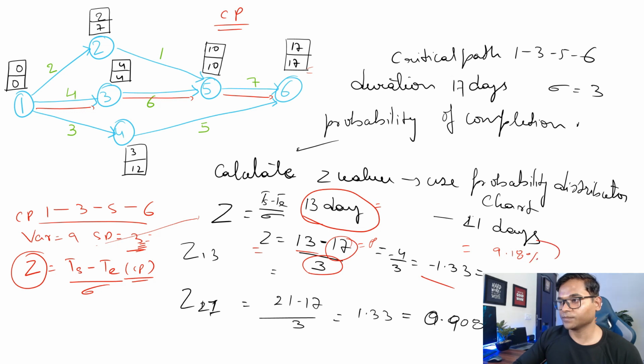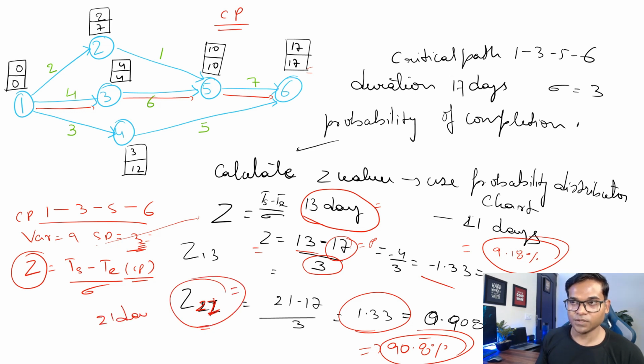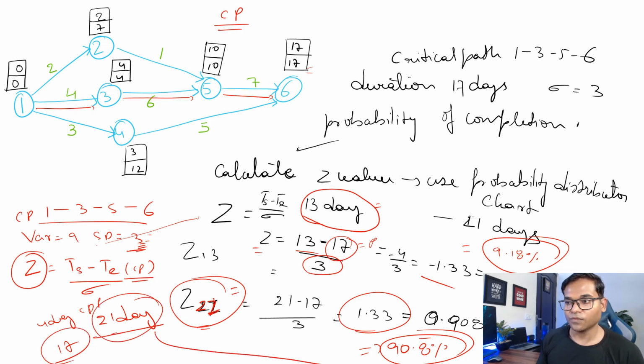9.18% probability. If you just calculate at 21 days, your z value will be 1.3, which corresponds to 90.8% probability. So if you see here, even though we are taking 21 days, which is 4 days more than your critical path duration, which is 17, still the probability of completion is 90.8%, right?